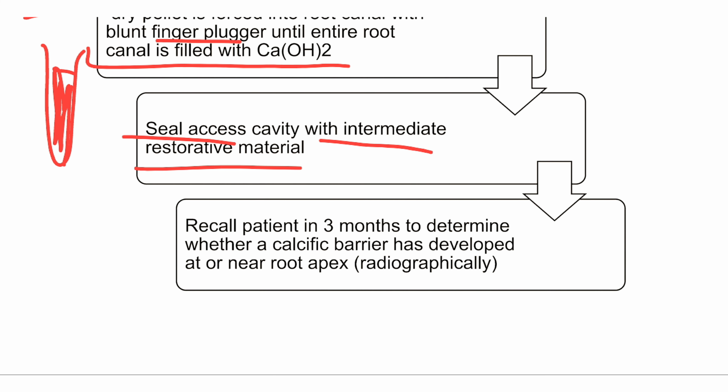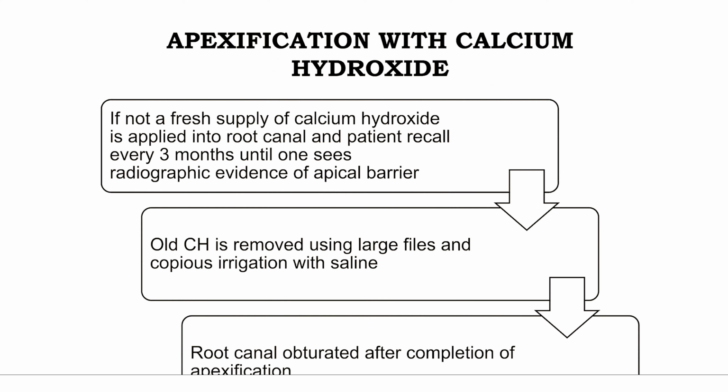After giving the closed dressing, recall the patient in 3 months to determine with a radiograph whether the calcific barrier has developed at or near the root apex. If not, a fresh supply of calcium hydroxide is applied in the root canal. The patient is recalled every 3 months until there is radiographic evidence of an apical barrier. If there is no evidence of apical barrier formation, we again recall the patient after 3 months until the apical barrier is formed at the apex. Then only we will proceed further.